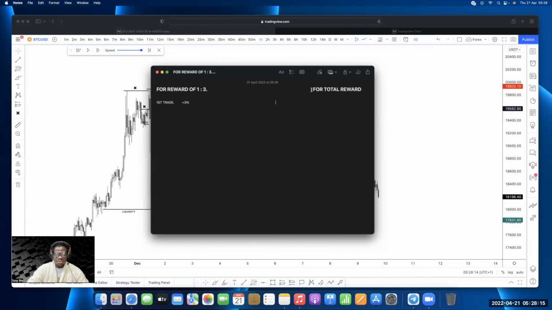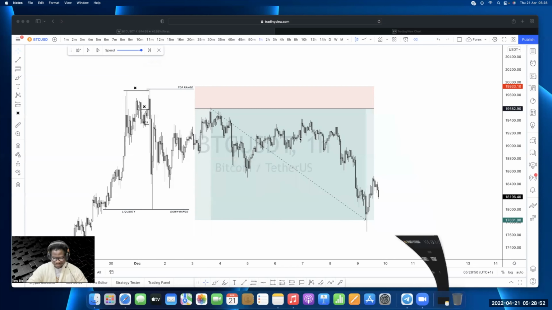Okay, so we don't go too far back. Let's just put this very close. All right, so the first trade plus 3%. This one gave us plus 5%. So now we would be checking it. We are up plus 3% if you're doing 1 to 3 risk reward, and then the total reward was 5% if you're risking 1% per trade. All right, so that is good.